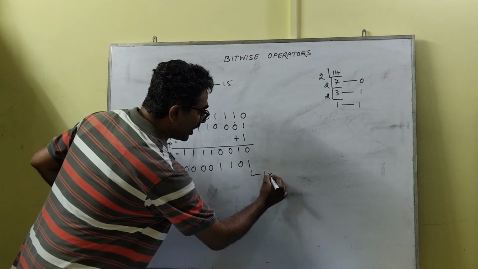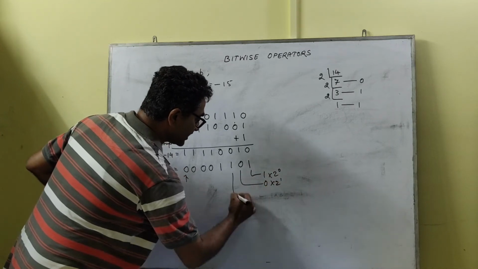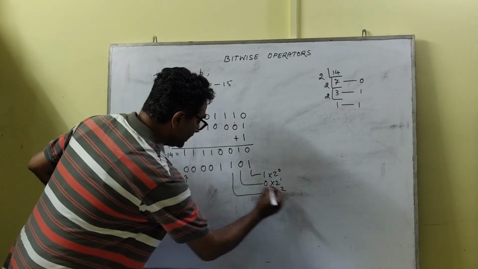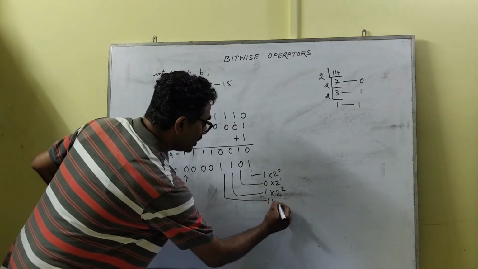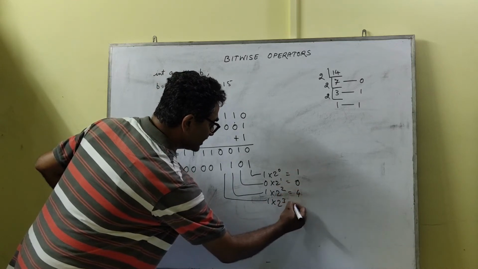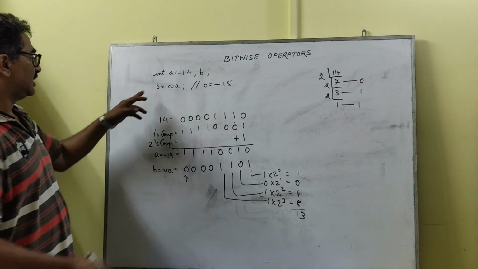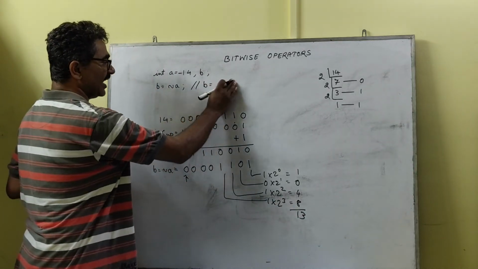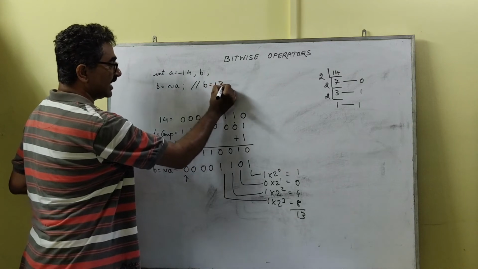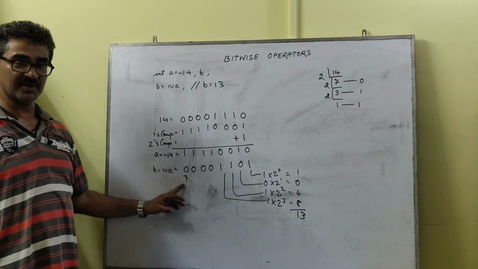That is 1 into 2 to the power 0. This is 0 into 2 to the power 1. This is 1 into 2 to the power 2. This is 1 into 2 to the power 3. So we get 1, this is 0, this is 4, this is 8. So we get 13. So this time the value of B will be 13, that is positive 13, because we got a positive number because the extreme leftmost bit was 0.